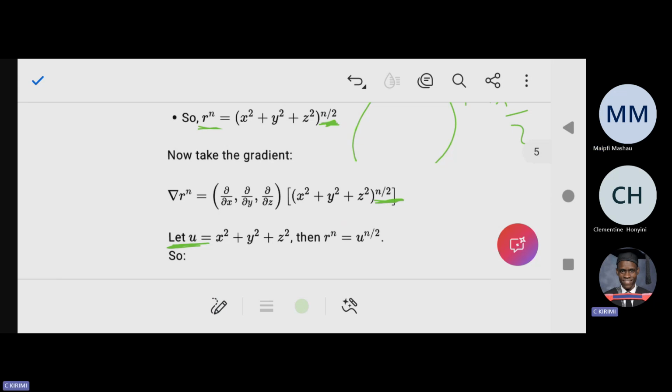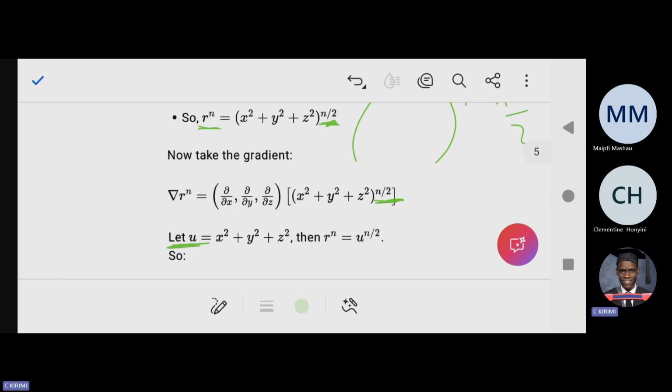Just like the distance formula in metric. The distance formula is equal to the square root of what? x squared plus y squared. But we don't have the z, because it's 2D at metric level. Now we're in 3D.